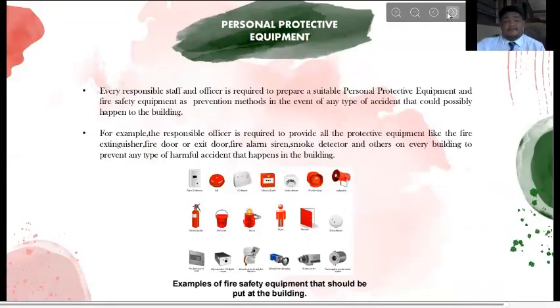For example, the responsible officer is required to provide all the protective equipment such as a fire extinguisher, fire door or exit door, fire alarm siren, smoke detector, or other equipment that could bring safety for the occupants in a building. Every protective equipment or fire safety equipment in a building really helps the occupants to prevent any type of harmful accident that happens in the building.